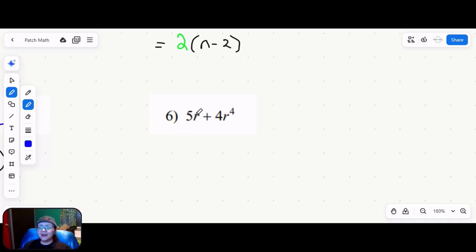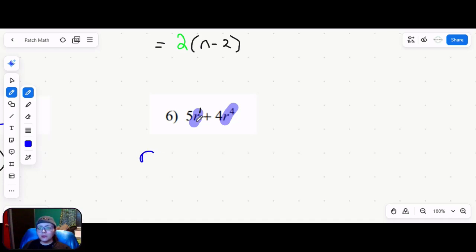But we can go ahead and look at our variables. Both terms do have a variable. You'll remember if there is no exponent being seen, there is technically an invisible 1 there. In this case, we want to pull out the maximum number of multiplied r's that each term has. We have 1 multiplied r in our first term. We have 4 multiplied r's in our second term. So in this case, the max amount of multiplied r's we can pull out is r to the first power, or just r.